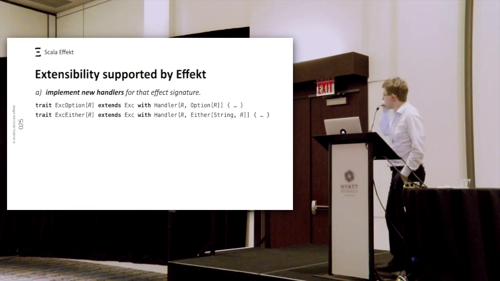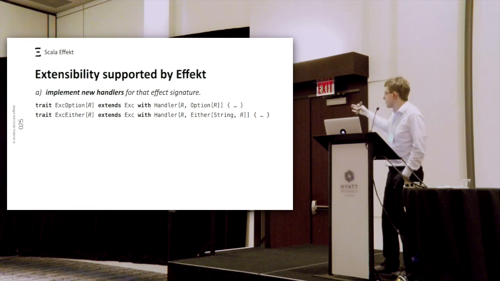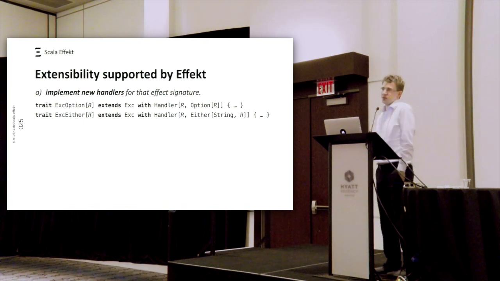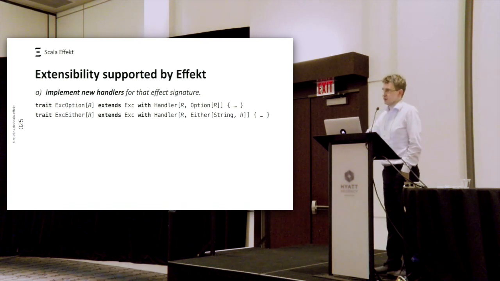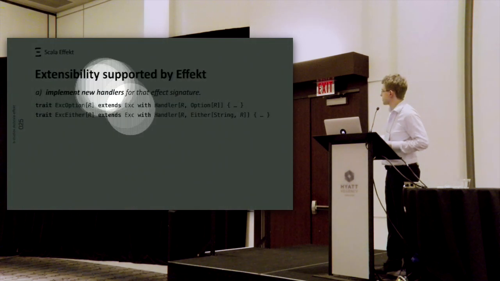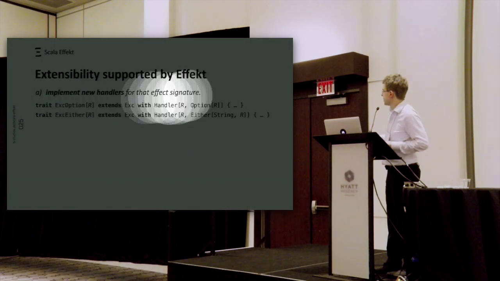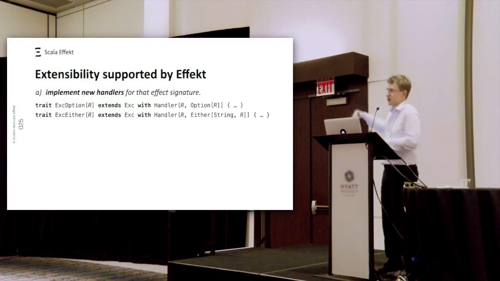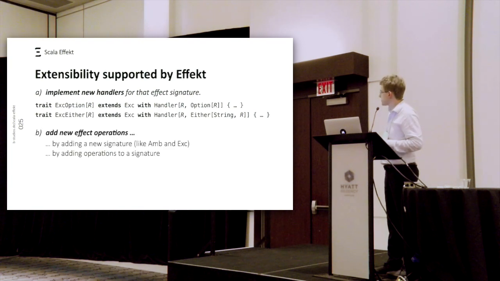It should be maybe clear from the previous examples that it's not too hard to just write a new handler, because it's just implementing a new trait, right? Okay, if adding a handler is implementing a trait, we clearly can do that. So here we see the XC option handler, which interprets into option, but we clearly can also just write another trait that interprets into either, as an alternative.